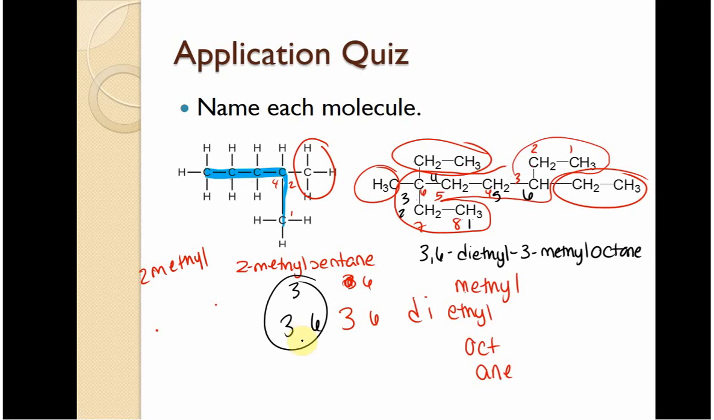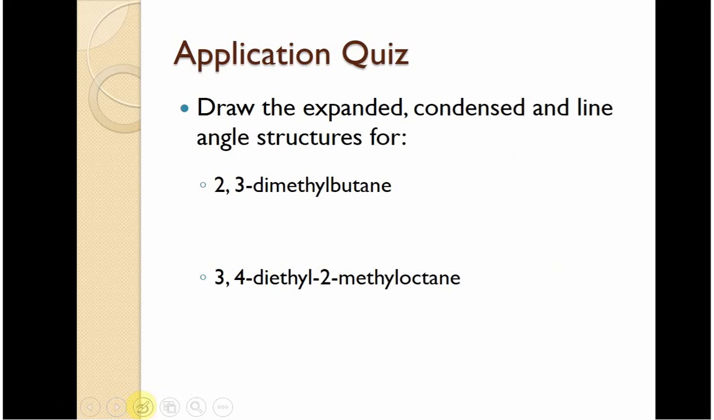Okay, so we chose the lowest combination of numbers. We put the substituents in alphabetical order. E comes before M. Prefix meaning longest chain, suffix meaning all single bonds. So now go ahead and hit pause and try to draw the expanded, condensed, and line angle structures for 2,3-dimethylbutane and 3,4-diethyl-2-methyloctane. All right, so at this point, I'm going to assume that you have done that.